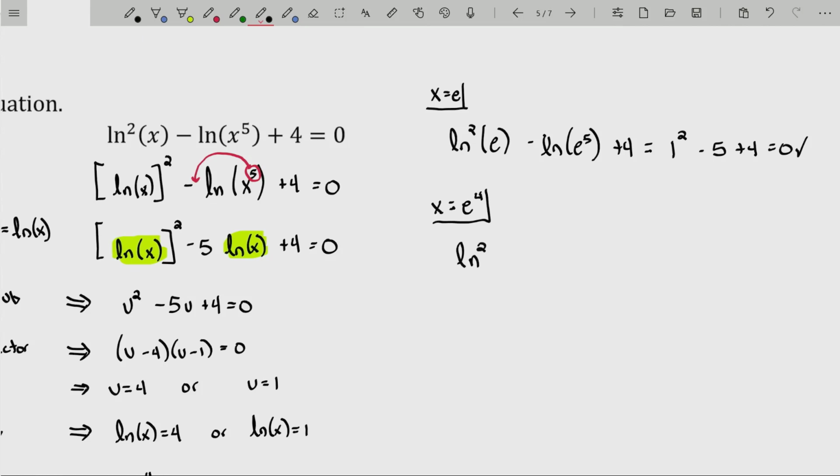Now you can check x equals e to the whatever we got, 4th. Again, you have the natural log squared of, now it's e to the 4th, minus the natural log of e to the 4th to the 5th. E to the 4th raised to the 5th. And then plus 4.